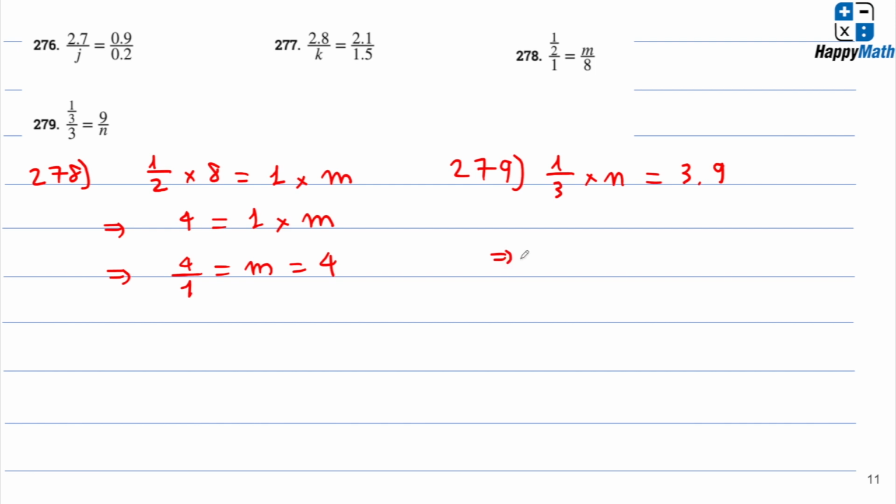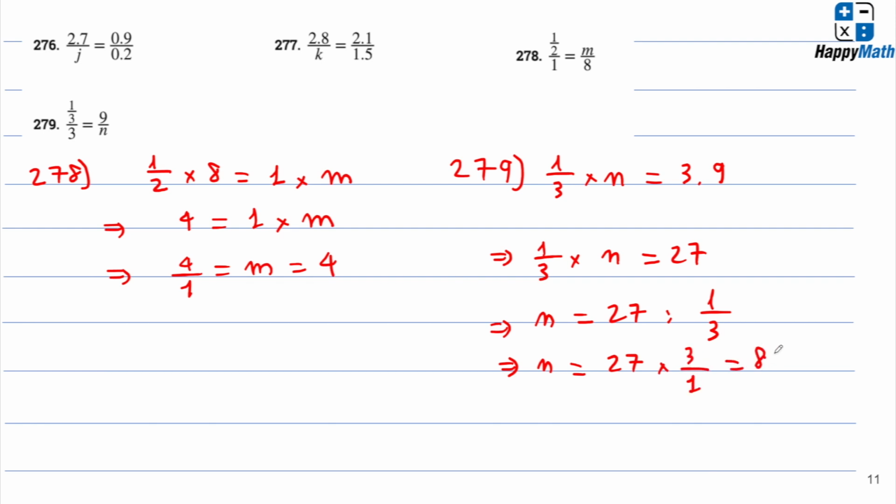Here, 1 over 3 times n equal to, simplified, 27. n equal to 27 divided by 1 over 3. We already finished this one in the previous chapter. 27 times 3 over 1. This means 81 will be the final answer for this one.